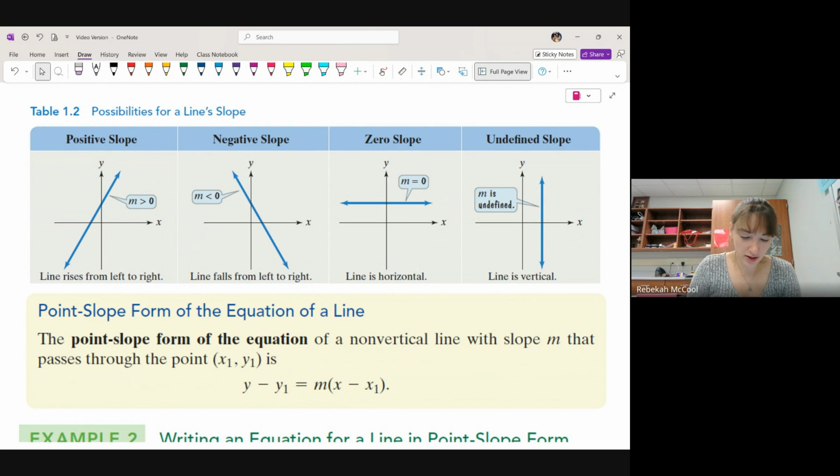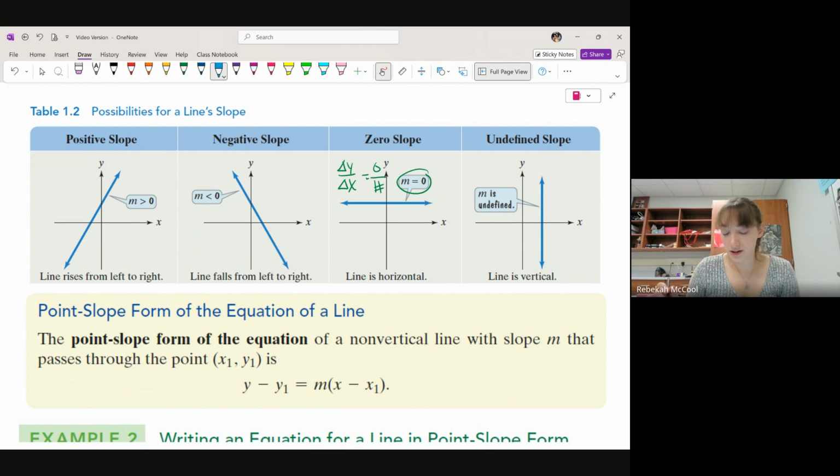If we think about this idea of change in y over change in x, the y's aren't changing. It's the same y value all the time. So when we subtract the two y values, you're going to get 0 in the top, no matter what. You might get a number in the bottom, but 0 over anything gives us a slope of 0.